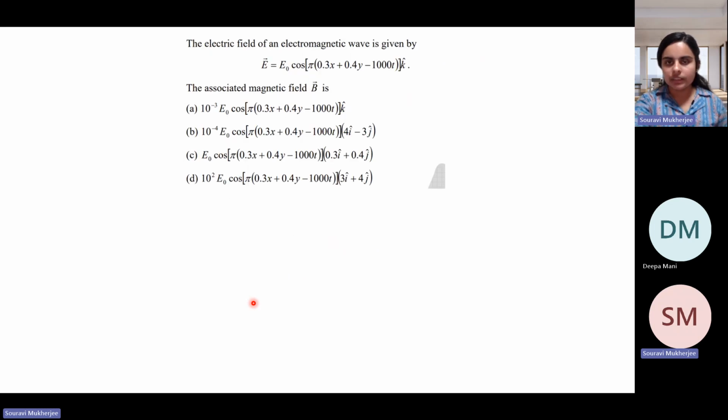Okay. This is another question, similar to one of the questions that I think is there in your assignments. What this tells you is that you know the electric field, right? You want to find the associated magnetic field here. So in terms of what we have discussed so far, which relation, or how do we proceed with this question? You know E, you want to find B, right? Any idea how to do this, or where we should start in order to find the magnetic field?